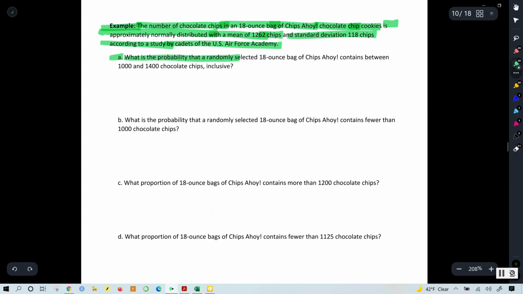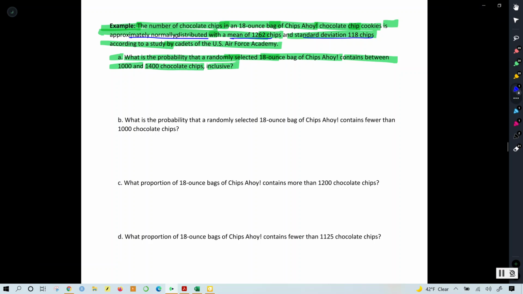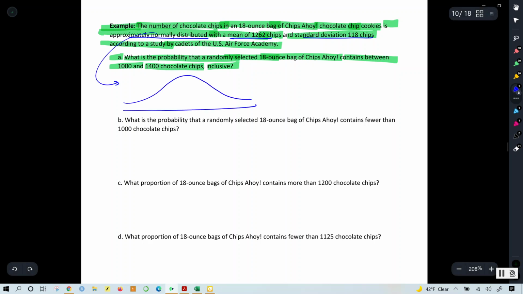Question A. What is the probability that a randomly selected 18-ounce bag of Chips Ahoy contains between 1,000 and 1,400 chocolate chips inclusive? So we begin with the concept. First, since it's a normally distributed random variable with a mean of 1262 and a standard deviation of 118 chips, I can represent the distribution as having a bell-shaped distribution. So you have 1262 here.